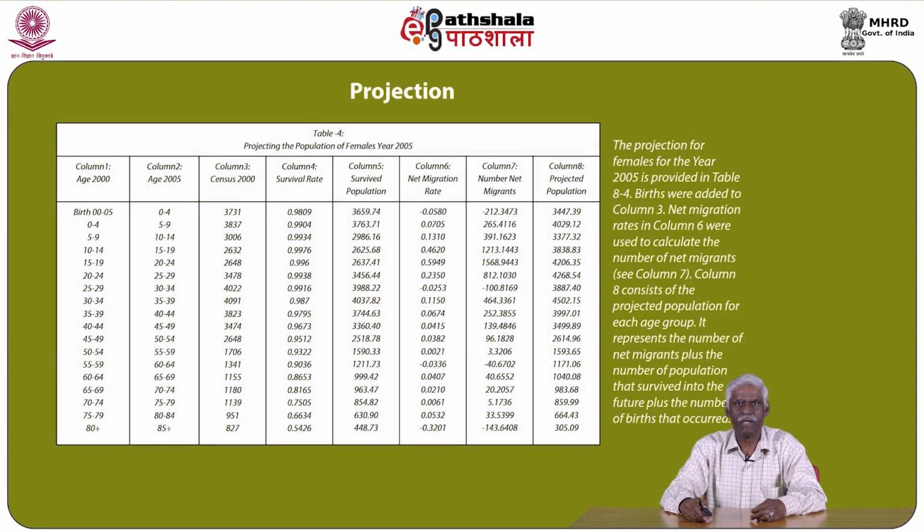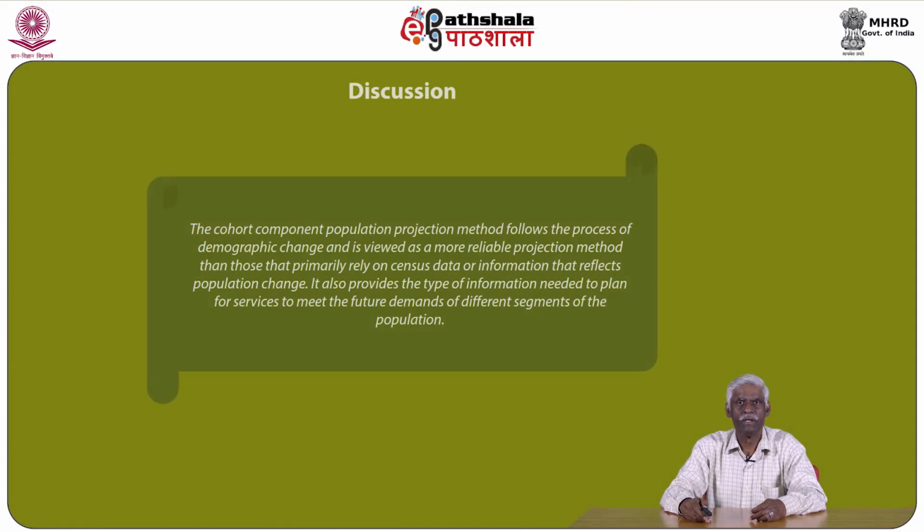Let's discuss in detail the entire projection by using the component method. The projection for females for the year 2005 is provided in table 8.4, which clearly gives, in column 1 the age in 2000, column 2 age 2005, column 3 census of 2000, and the survival rates are presented in column 4, and various age groups are clearly provided. The results are presented.